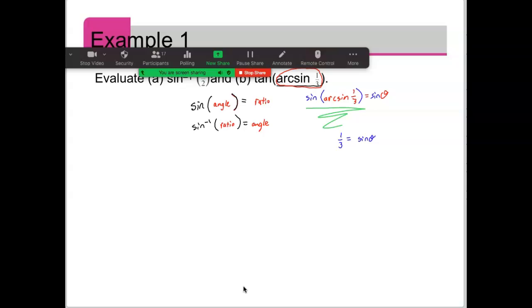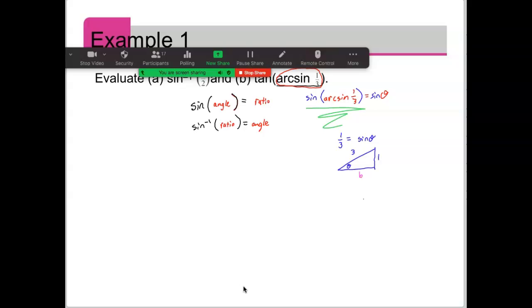We can set up a triangle to represent that scenario. Draw yourself a right triangle. Put theta as one of the acute angles. Now we know that sine is opposite over hypotenuse. So since sine is 1/3, the opposite side is 1. The hypotenuse is 3. I can think of this as b.